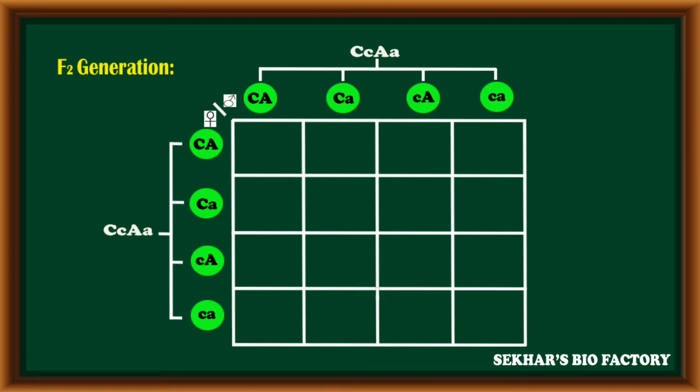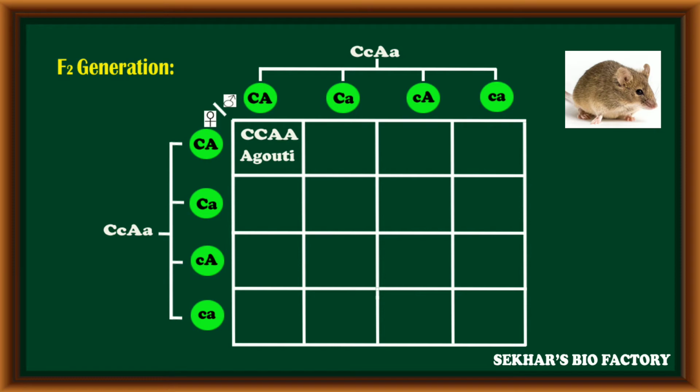In the F2 generation, a total of 16 individuals are produced. The first offspring has the genotype capital C, capital A. Because both the C gene and the A gene have dominant alleles, both act as supplementary genes, so a new or third phenotypic character is expressed in the form of the agouti coat. The second combination is capital C, capital A, small a. It also expresses the agouti coat. The third combination, capital C, capital C, capital A, small a, agouti coat.